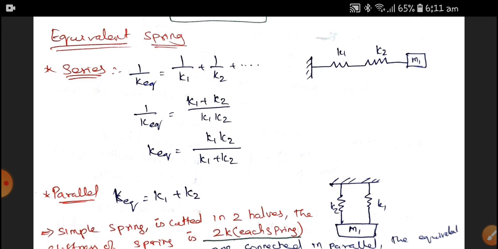You can notice from the advertisement, spring in spring suspension. That is, one spring is inside another spring. Spring in spring. That means it is mounted as a parallel one.